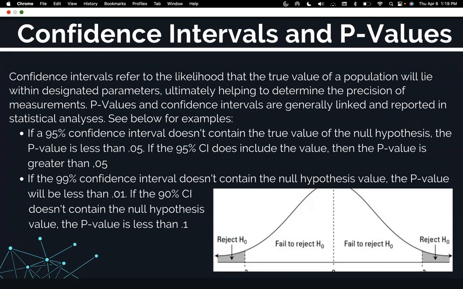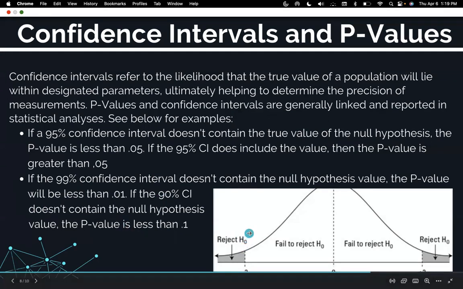As we can see, a 95% confidence interval that doesn't contain the value of the null hypothesis will have a p-value less than 0.05. But if that 95% confidence interval does include the value, the p-value will be greater than 0.05. Again, for 99%, if it doesn't contain the hypothesis value, the p-value will be less than 0.01. If it's 90% and doesn't contain it, the p-value is less than 0.1.